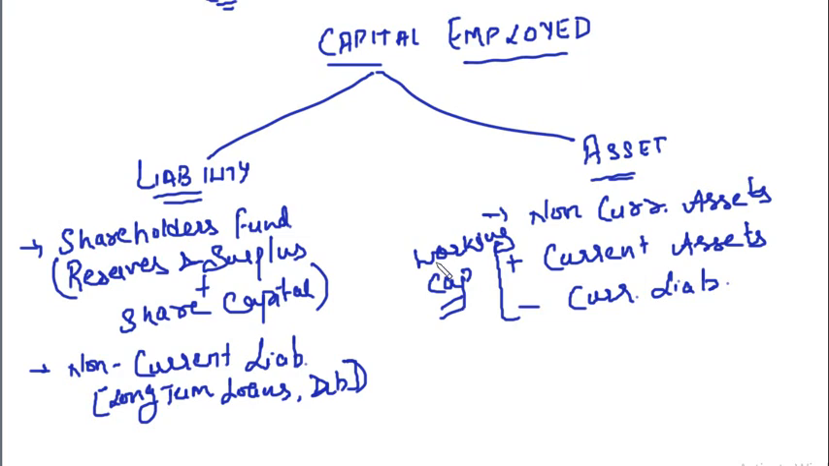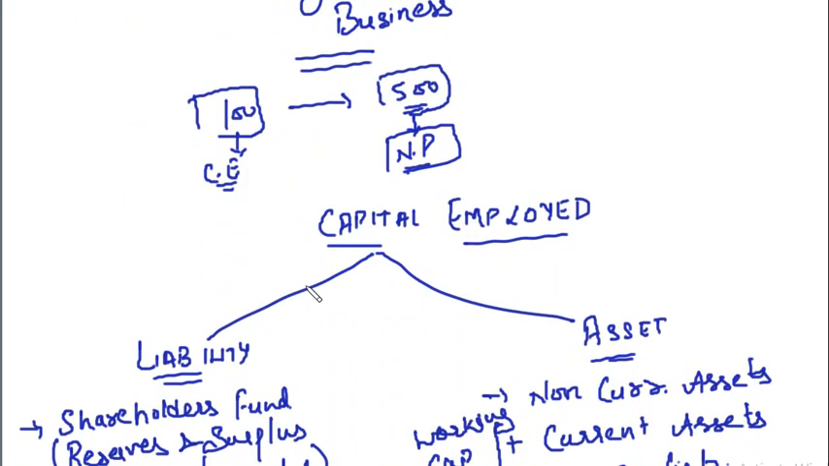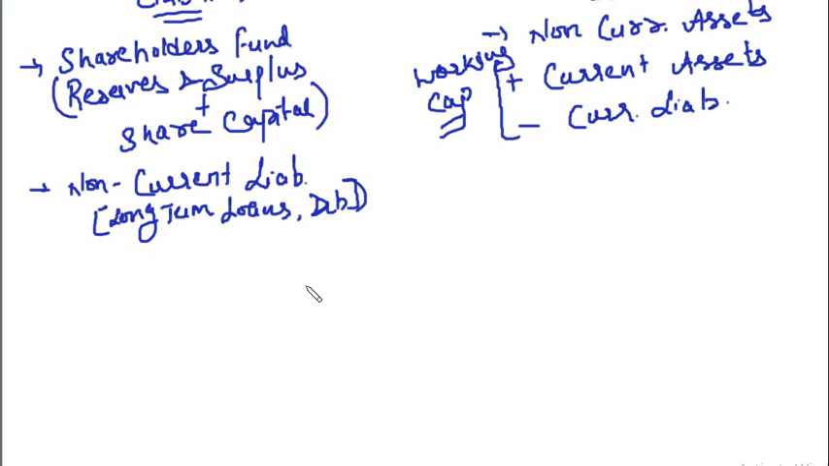So, now net profit before tax and interest, you all be very clear about it, right? Nothing much to explain in this. Capital employed, I have explained, it is the money invested in the business. And how much profit you are earning by investing that money, that is the main purpose of this ratio.